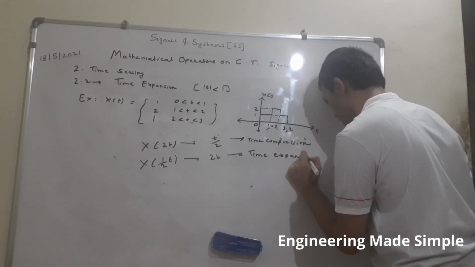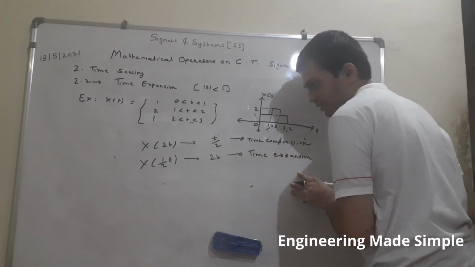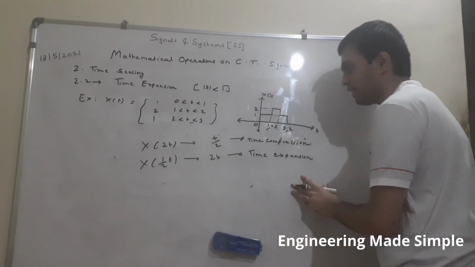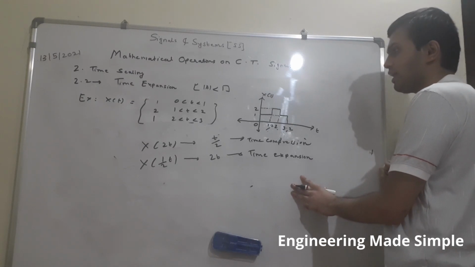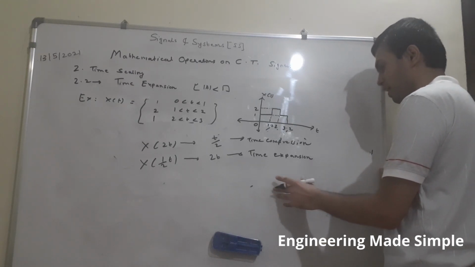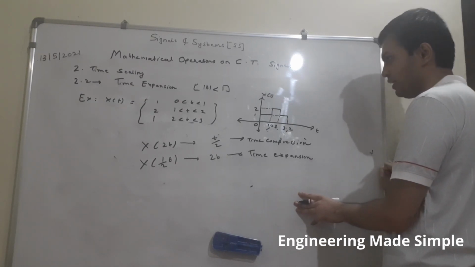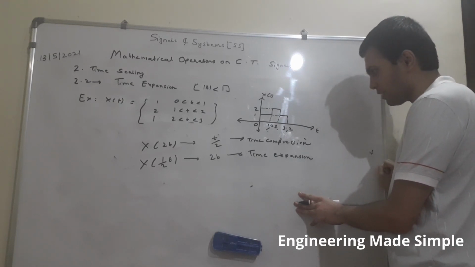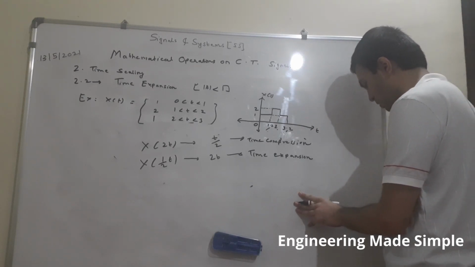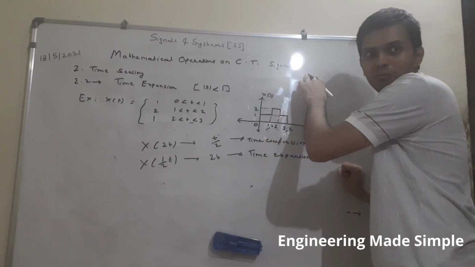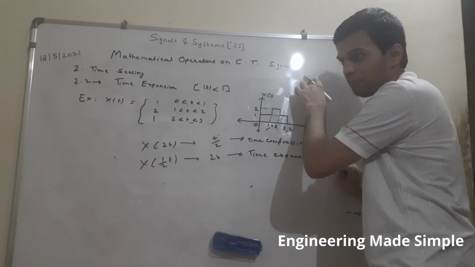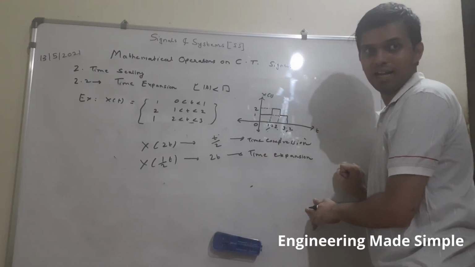Once I solve examples on this, in later lectures, you will clearly understand the difference between time compression and time expansion. So for the time being, please try to understand this, and once we solve more examples on this, it would be pretty much clear. The remaining mathematical operations on continuous time signals we will cover in the later parts. So that's all for the day.